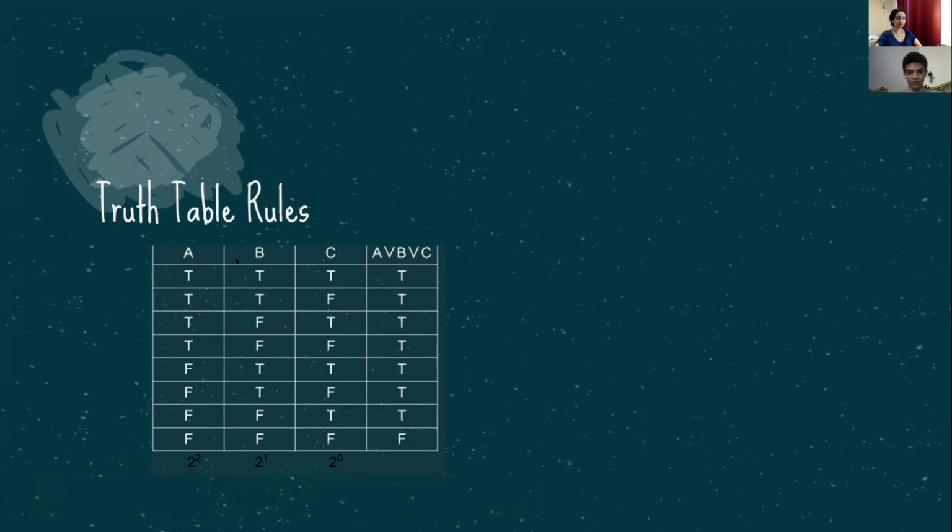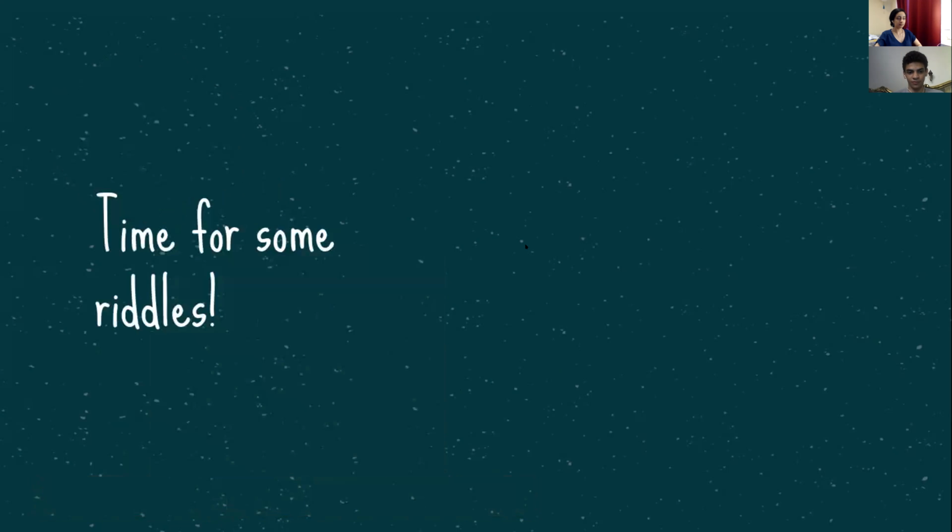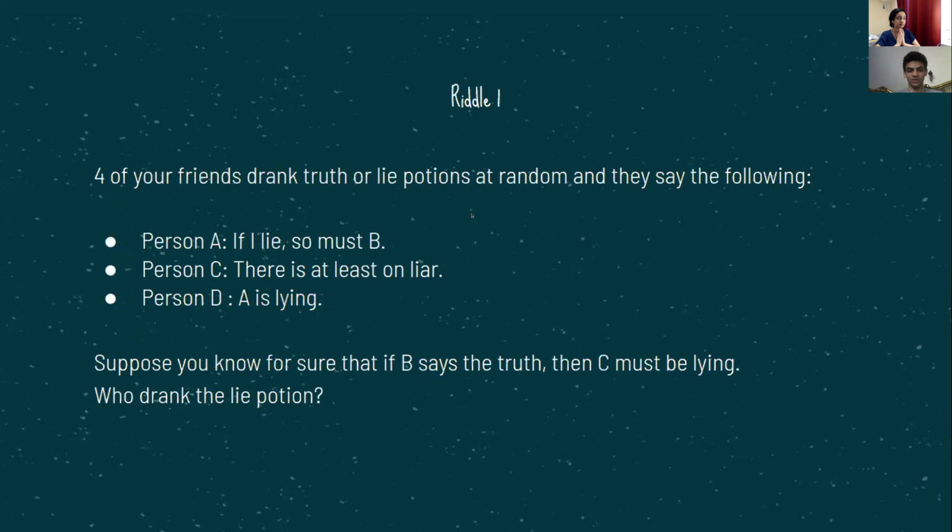So here, for example, we are considering A or B or C, and it's always true unless the three statements are false. Okay, so bearing this in mind, we'll go through a couple of riddles applying the truth table. The truth table will help, although you do not necessarily need to apply it, but it will help very much to visualize things. So here's the first riddle. I think you all can see it, right?